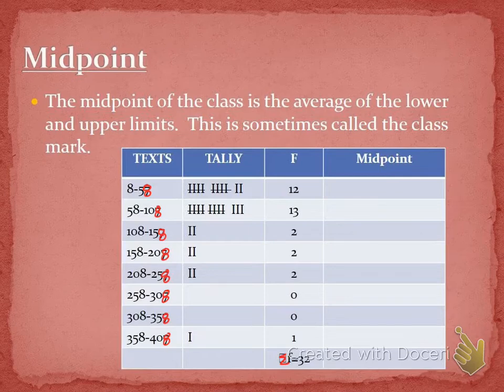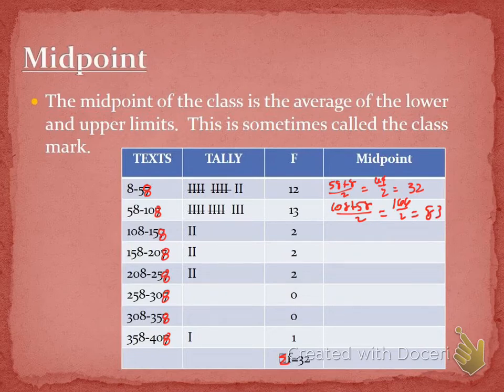But all right, so if we're going to find the midpoint, we're going to take 58 plus 8 and divide by 2. We're just going to average them, right? So 58 plus 8 is 64, divided by 2 gives me 32. Then 108 plus 58 is 166, divided by 2, which is 83. And then so on and so forth, right?